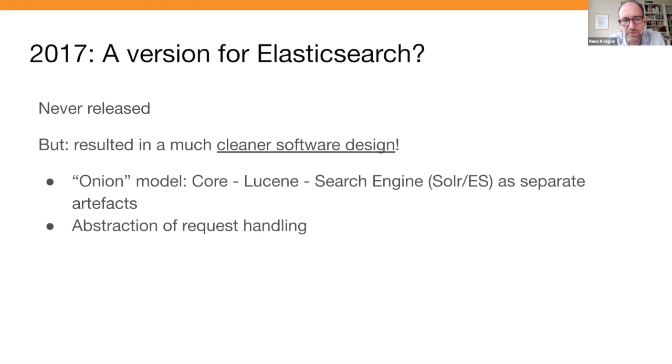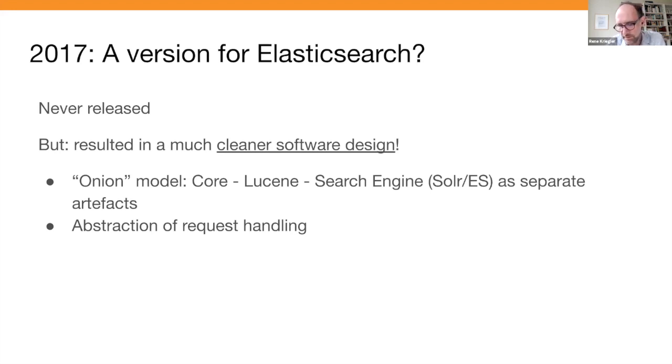And the reason for that was that, on the one hand, at the time I knew too little about Elasticsearch, but also it was quite difficult to get it into Elasticsearch. So the effort was given up, but the benefit of this was that the software design improved a lot. The separation of concerns became much clearer, and for instance, the abstraction of the request handling specific to that search engine, and also shaping out kind of an onion model that I'm going to show in a minute. That is all due to this rewriting.